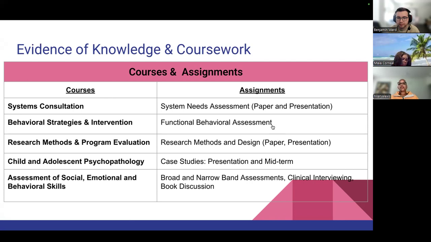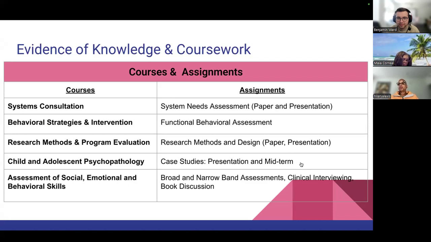For behavioral strategies, of course, we developed FBAs, and FBAs are also very much data driven in terms of creating the FBA and the monitoring of progress. And we learned how to develop research studies in our research methods class. And of course, that can help to determine the effectiveness of different programs and interventions that we might want to implement in our schools.